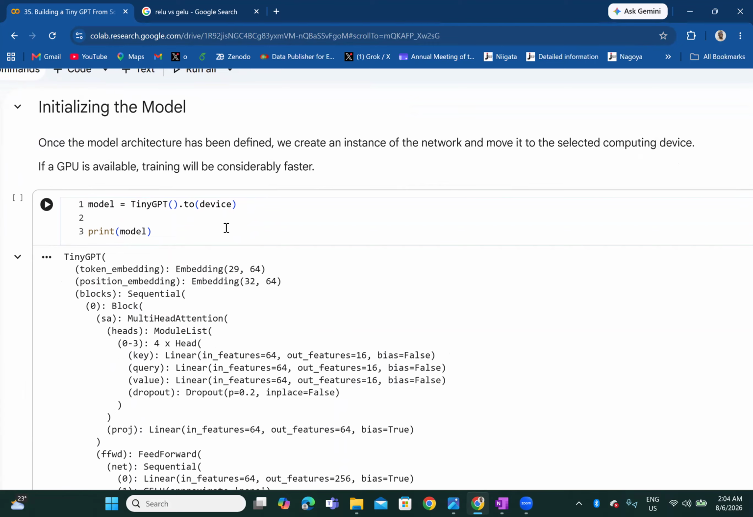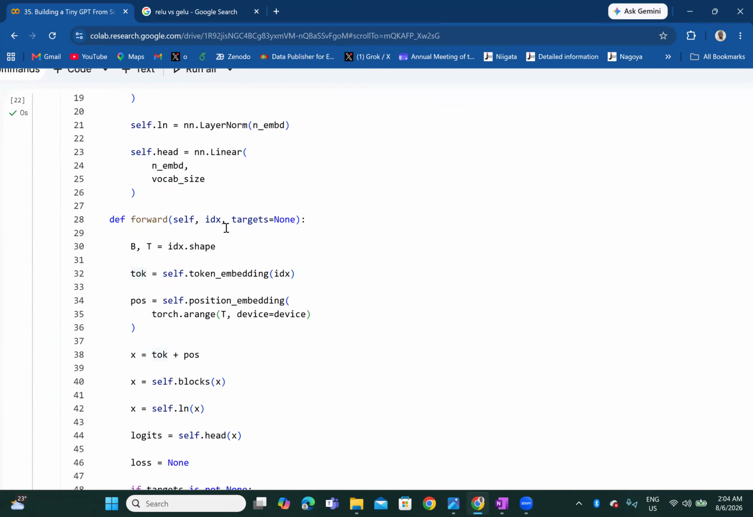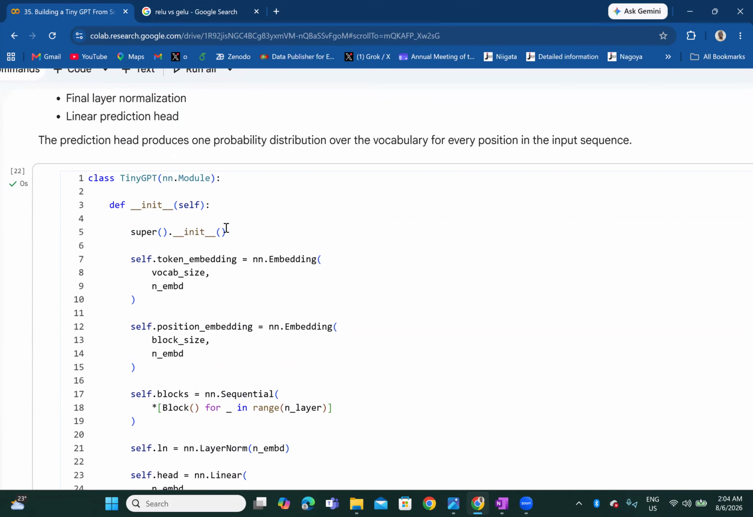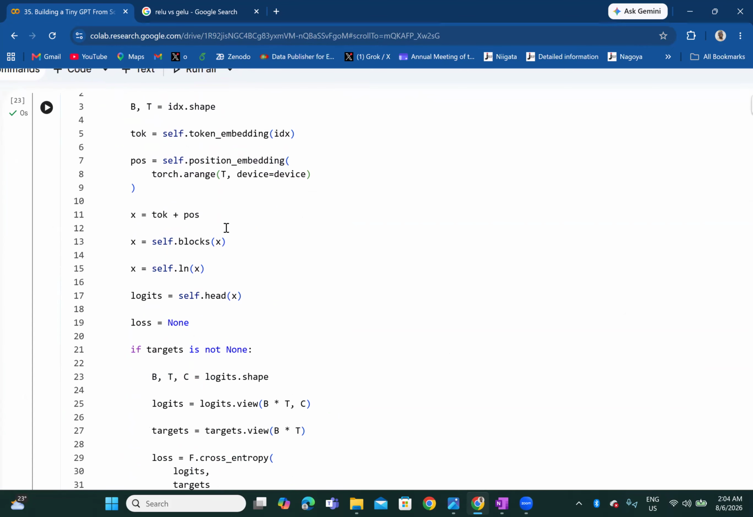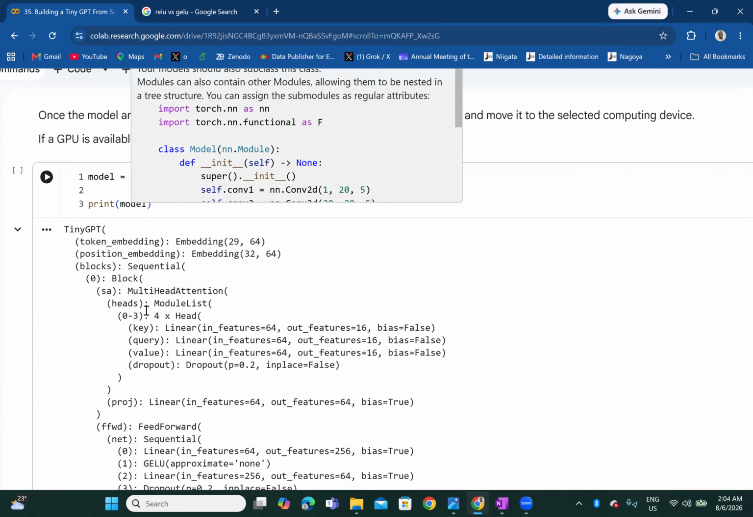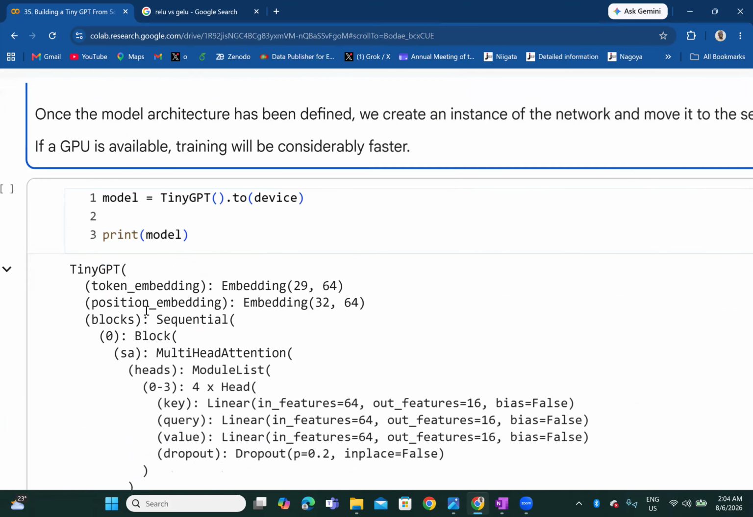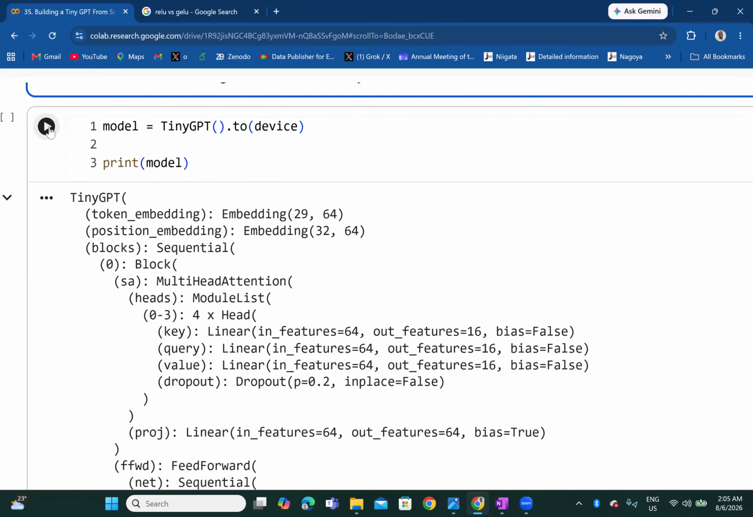So now, you call that GPU function we just defined here. We call this one up here, the tiny GPT. So we have model is GPT dot to device, then you print the model. When you print the model now, you get all these things.